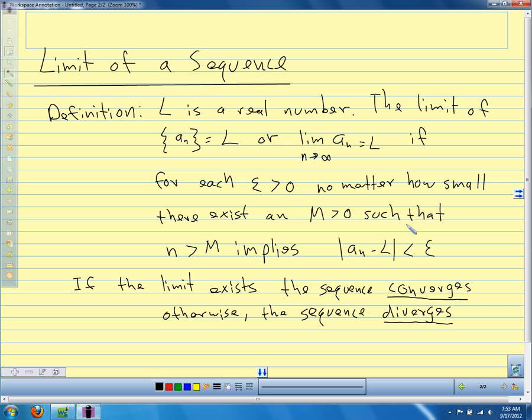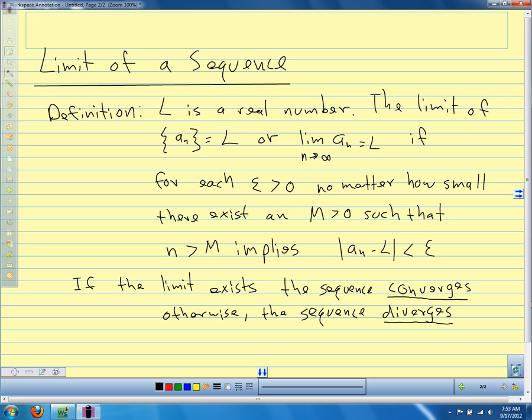I'm not going to make you guys do epsilon proofs with sequences, but I just want you to know that this is our formal definition of a limit. This definition of a limit, for a sequence, for a function, is really what allowed calculus to be made rigorous.